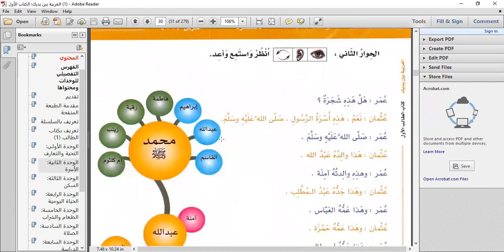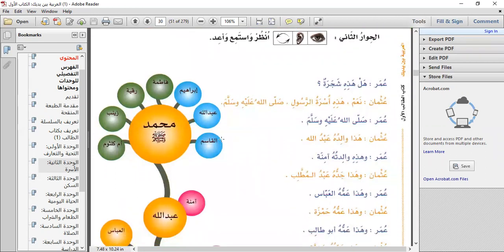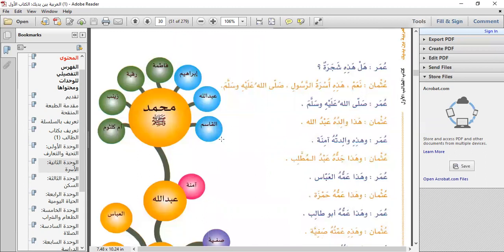Umar: هل هذه شجرة؟ The second dialogue. Hal means is this? Hadihi, this, again remember, this is not hada, this is hadihi, that means feminine. Shajara is feminine. Shajara means tree. Here you can see the ta marbuta, so this is feminine. So hal hadihi shajara, is this a tree? Uthman: na'am, yes.